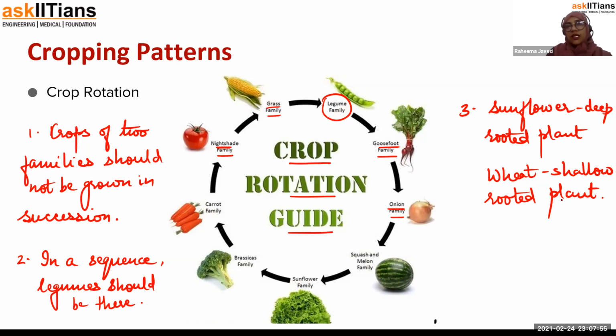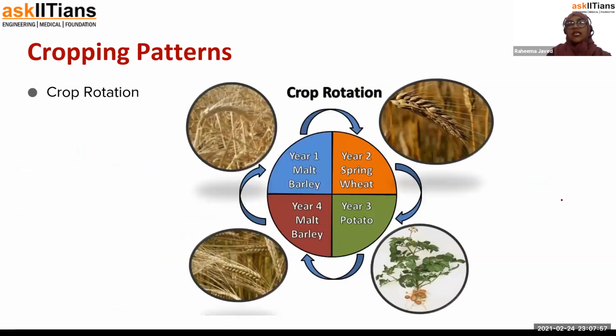Okay, now let's move on to some of the examples. Now here in year 1, malt and barley is grown. In year 2, spring wheat is grown. Year 3, potato is grown. And year 4, malt barley is grown. So this type of crop rotation is helpful. Within 4 years, you are not getting only the same crop. You're getting multiple crops, varieties of crops.